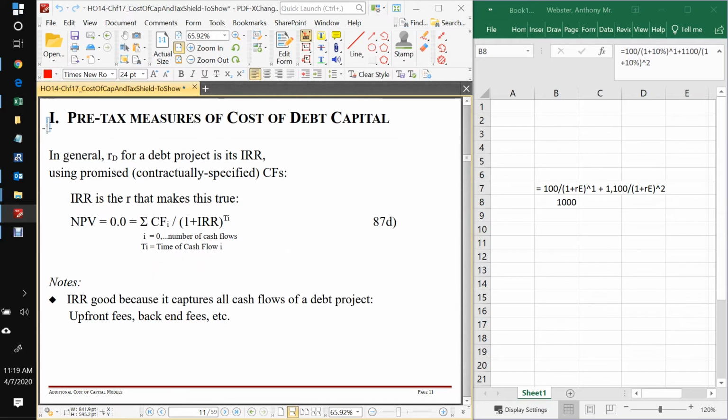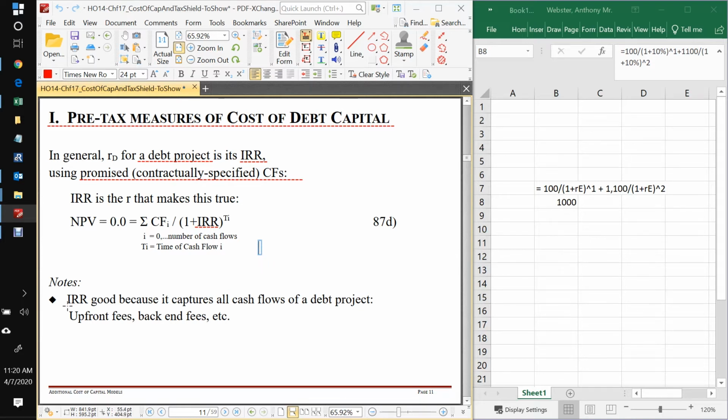Okay, so let's look at several pre-tax measures of our cost of debt capital. In general, if we're looking at a single project, like we did with the JP Morgan Chase example up above, the cost of debt capital is the IRR for that project. And that's going to be computed using promised contractually specified cash flows. And remember, the IRR is the discount rate, interest rate that makes this true. It makes the NPV equal to 0 when we plug in the right value of the IRR.